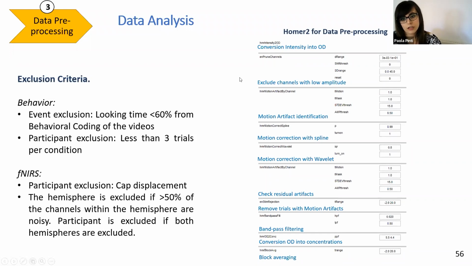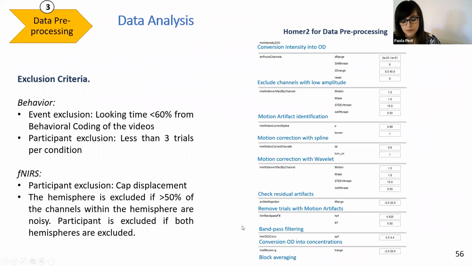So we first exclude the channels with a low signal to noise ratio, channels that exhibited saturation. We corrected for head movements, for motion artifacts, combining the spline method with the wavelet-based method. So the pipeline developed by Renata that she just described. We also checked for the presence of residual artifacts. So in case the motion correction methods did not correct properly all the identified artifacts, and these residual artifacts occurred in close proximity to the stimuli onsets, we removed that trial.